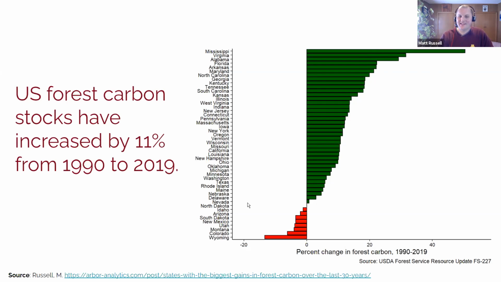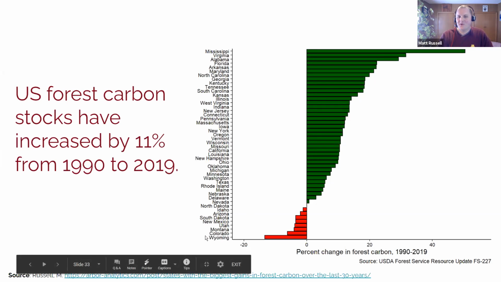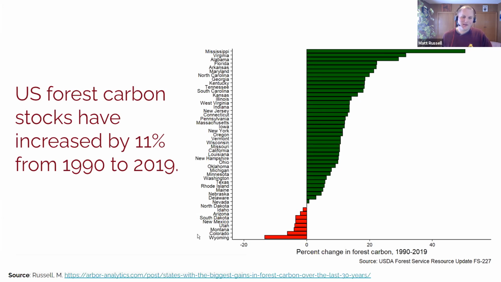There are some states that actually lost carbon, and most of those are going to be found in the Mountain West areas. The Mountain West has seen a lot of wildfires, a lot of mountain pine beetle outbreaks, a lot of other forest health challenges that have actually lessened the amount of carbon. So think about Montana, Colorado, Wyoming, Utah. Many of these states have seen losses in forest carbon across the last 3 decades.